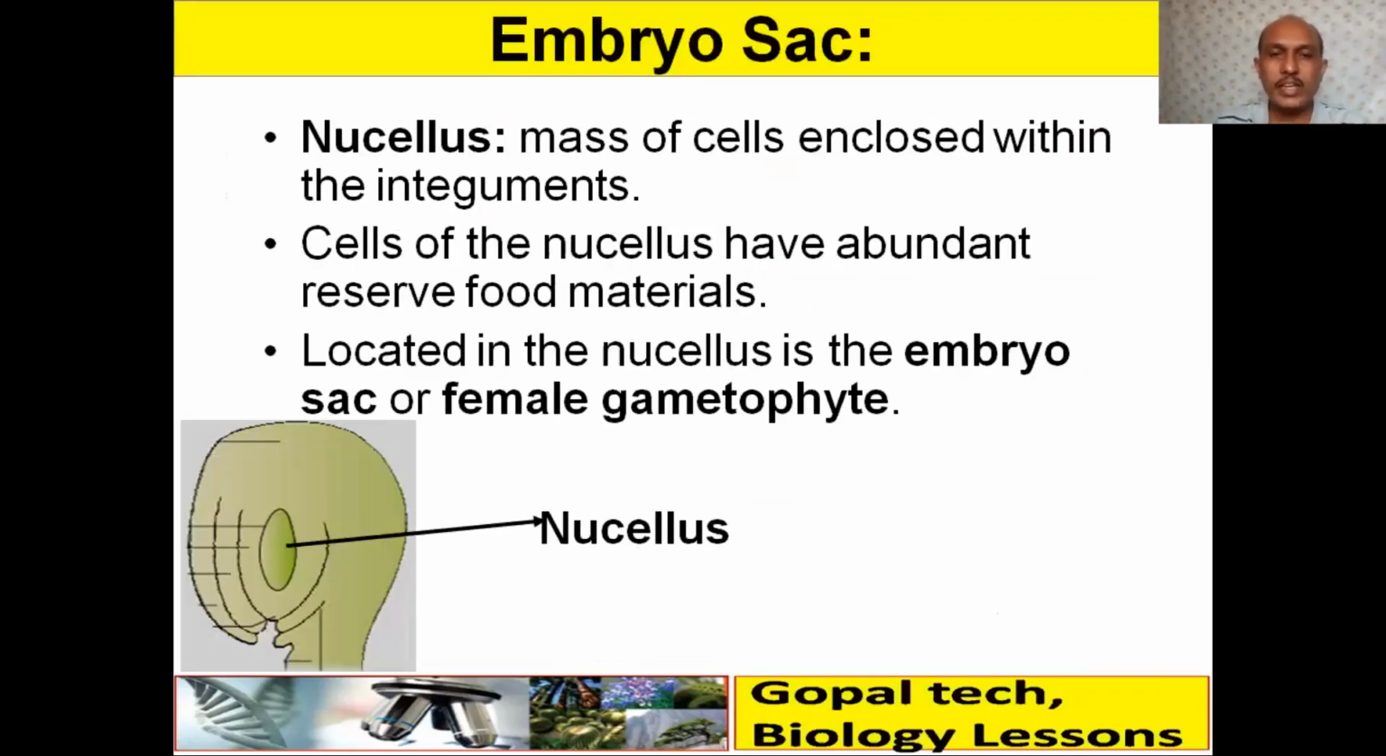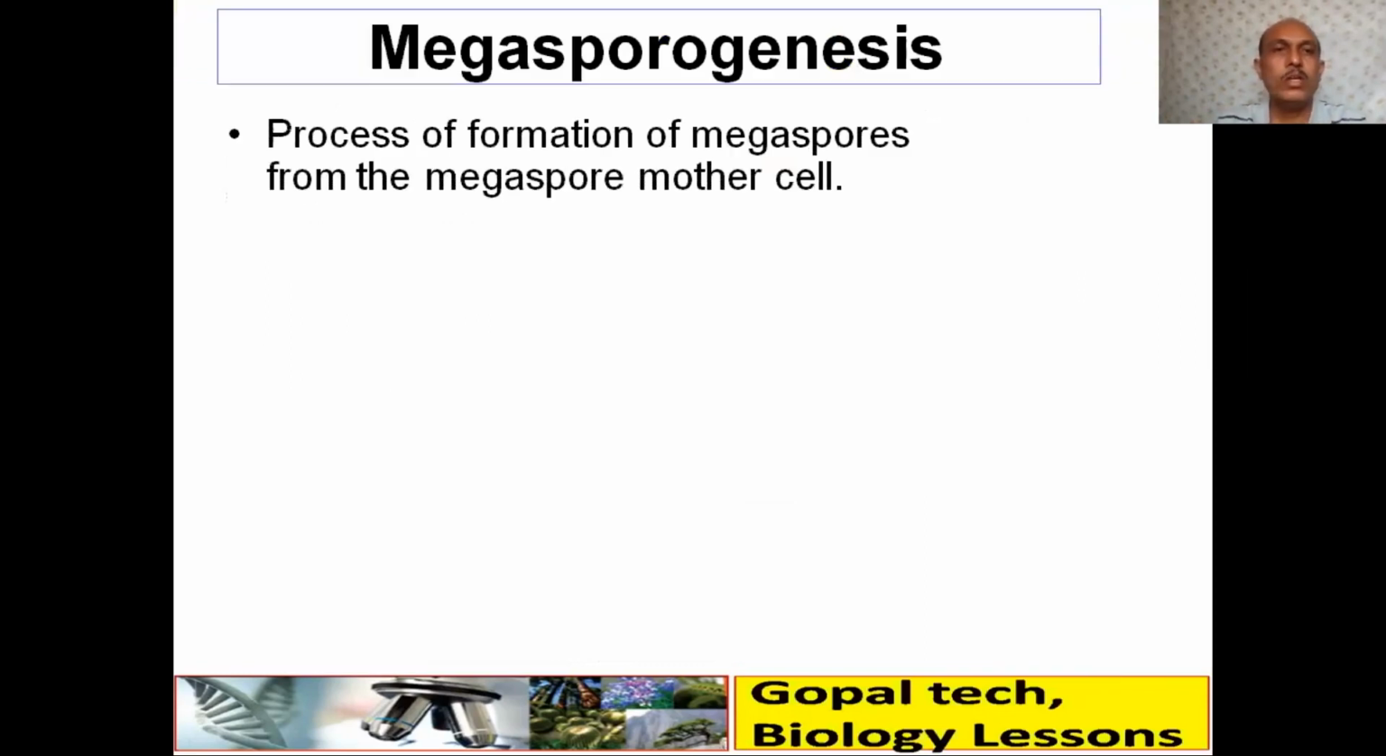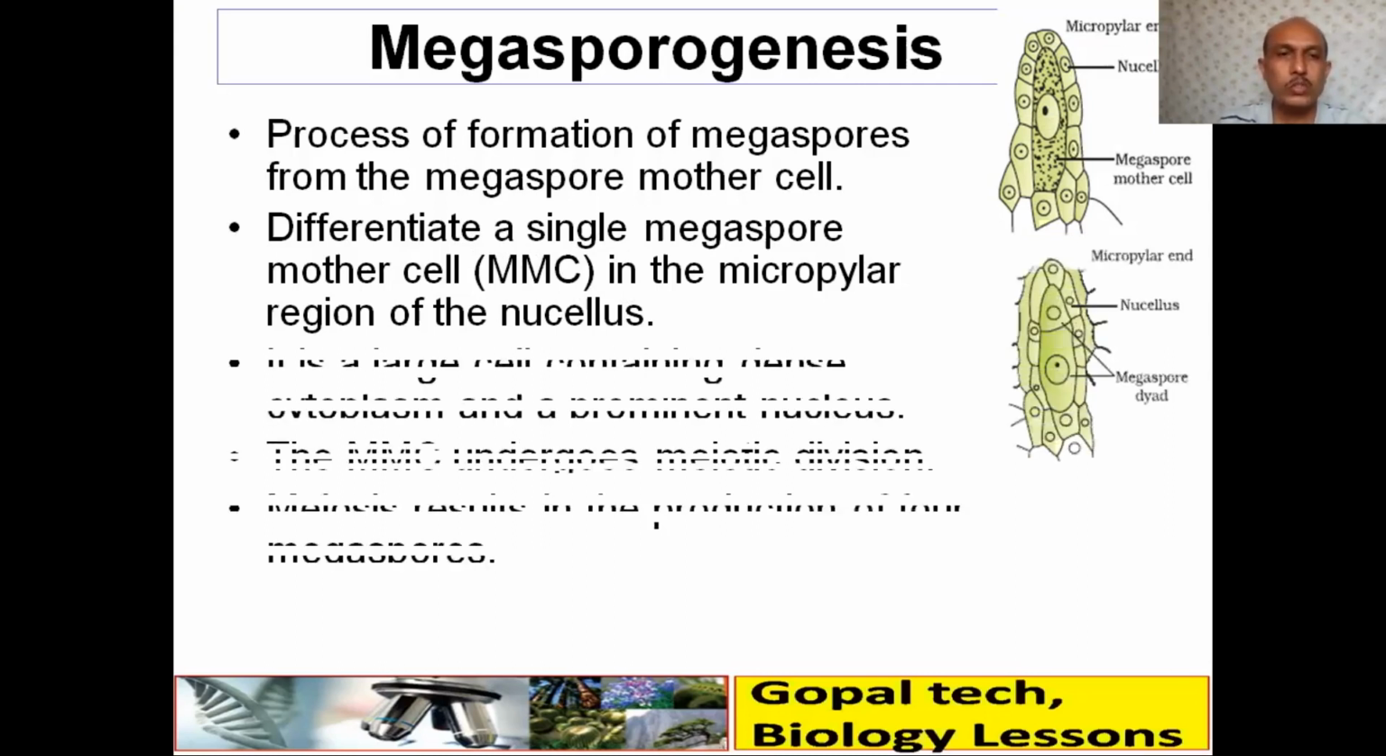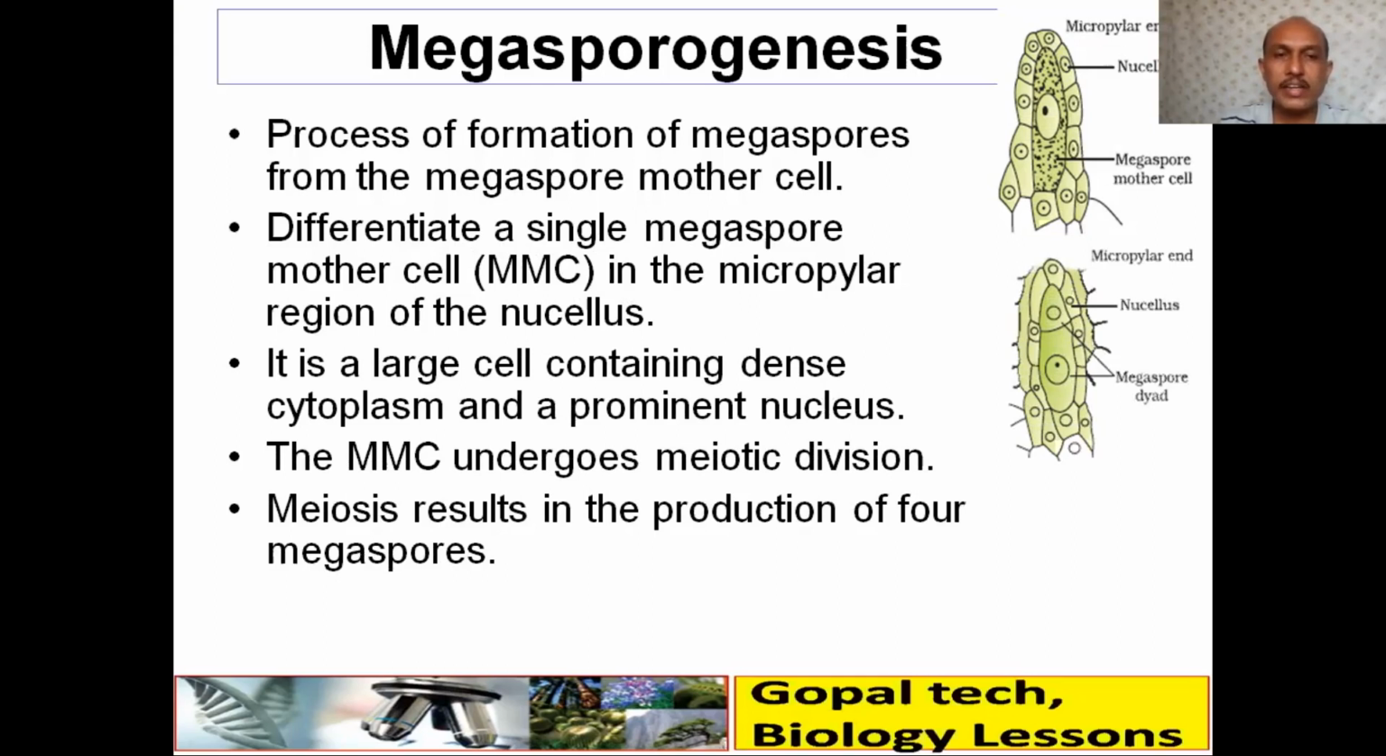Now this is the embryo sac. Now the process of formation of megaspores from the megaspore mother cell, MMC. Here you can see the megaspore mother cell. Here there is the surrounding nucellus, micropylar end. So a single megaspore mother cell differentiates in the micropylar region of the nucellus. It is a large cell containing dense cytoplasm and a prominent nucleus.